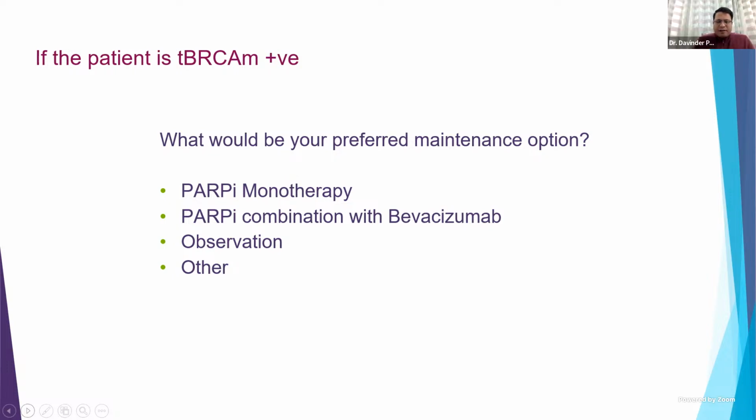I agree, sir. If we have used upfront BEV, then we can combine BEV with PARP. But I agree the penetration of these drugs in the somatic BRCA is not that great as compared to the germline BRCA. Next slide.